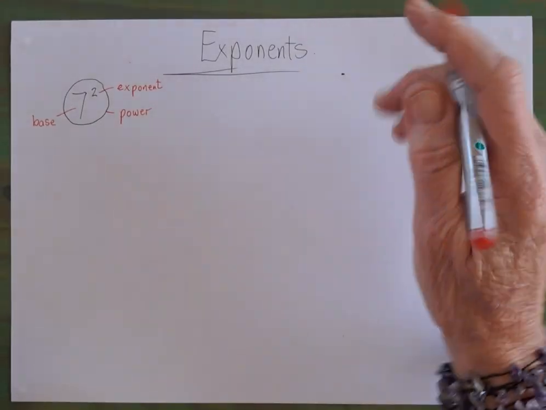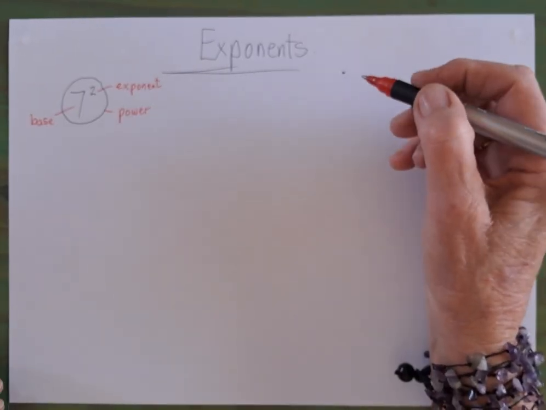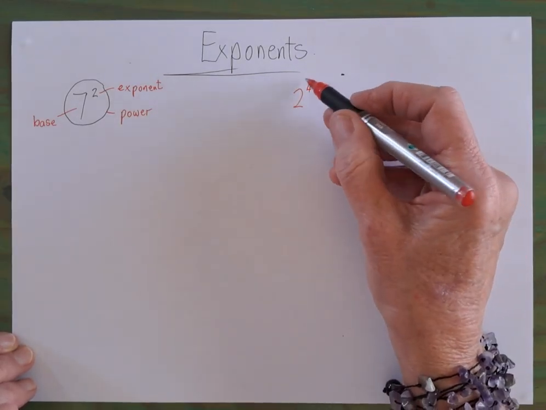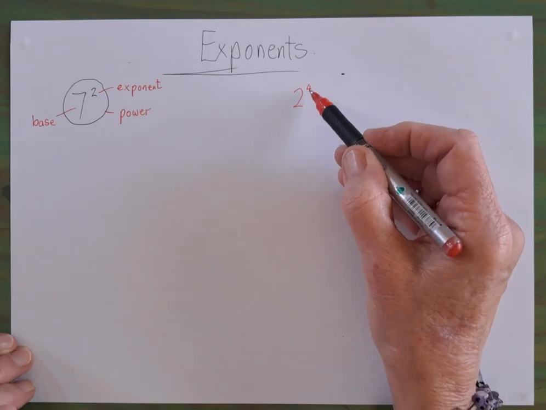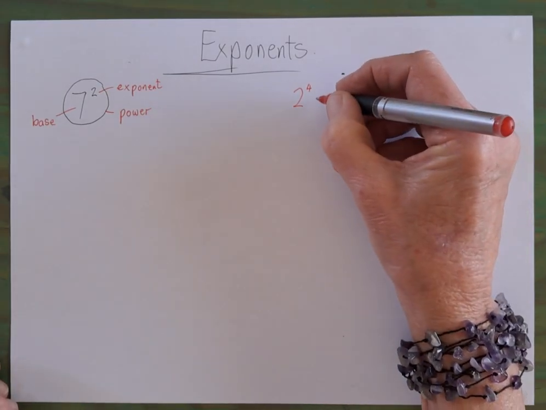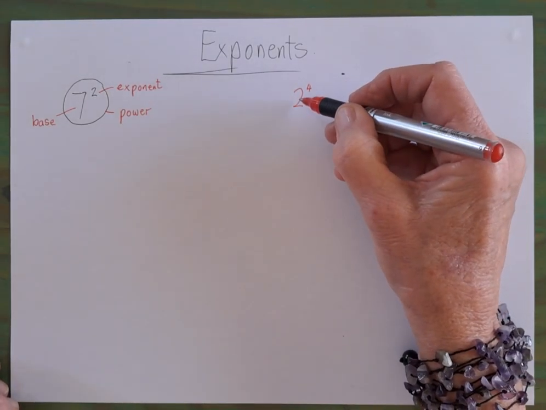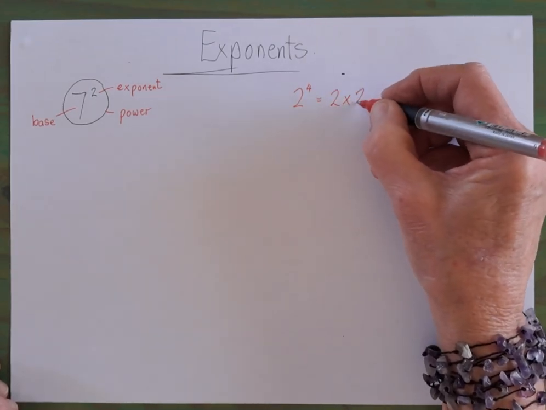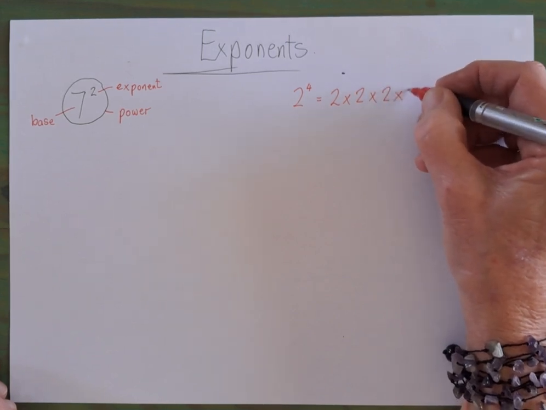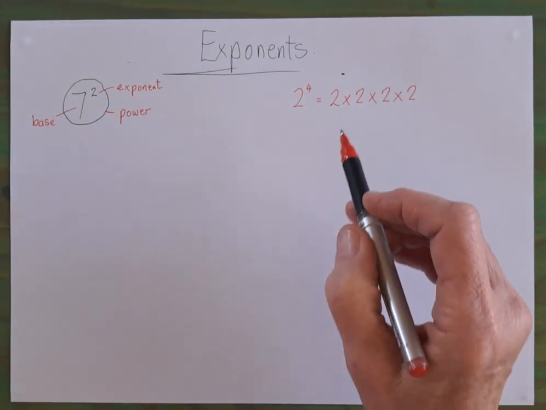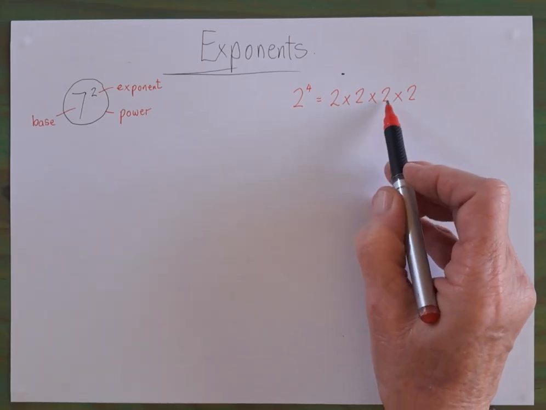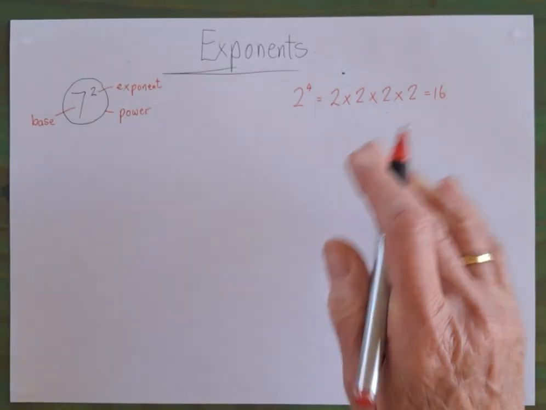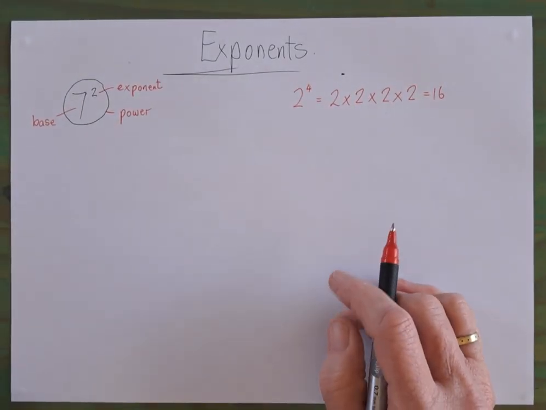So let's look at how an exponent actually works. What is it actually meaning? So if I take 2 to the power of 4, this is a power, and it's got a base of 2, and it's got an exponent of 4. And that means that I have to multiply the base by itself that many times. So I've got to say 2 times 2 times 2 times 2. And if we work that out, we've got 2 times 2 is 4, 4 times 2 is 8, 8 times 2 is 16.